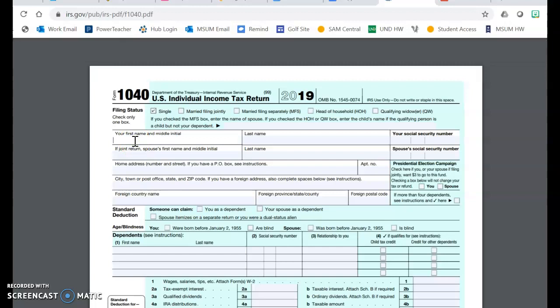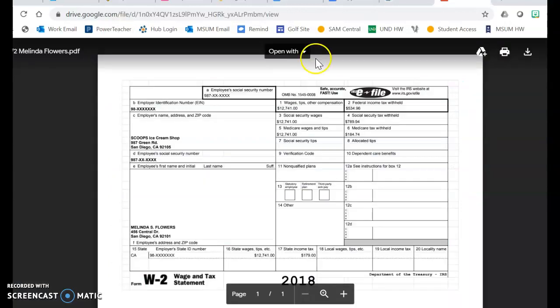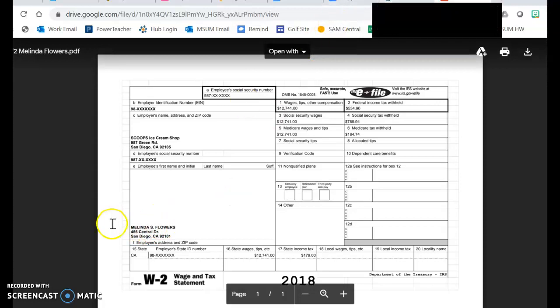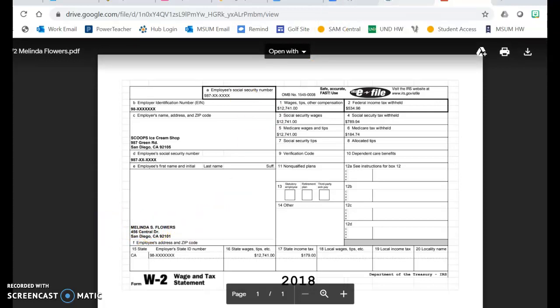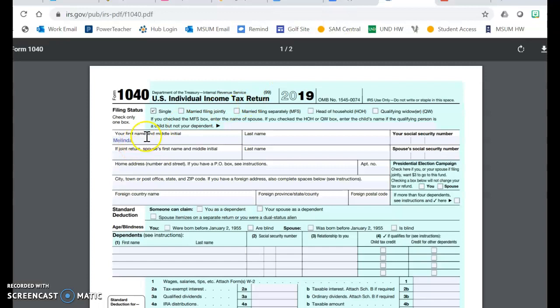It says first name and middle initial. So we said it was Melinda. And if we look over here, we can look at our W-2 as well to find our middle initial. It's Melinda S. Flowers, and that's just right down here. So I'll come back to my form. Her middle initial is S, so last name is Flowers.